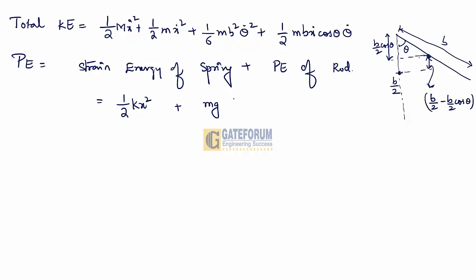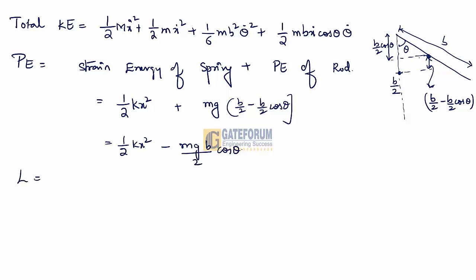Right, so here it is mg into b by 2 minus b by 2 times cos theta. But here we are expressing the Lagrangian as a function of theta and x. So mg into b by 2 is a constant, so we will be ignoring that. So it is half kx square minus mg into b by 2 times cos theta.